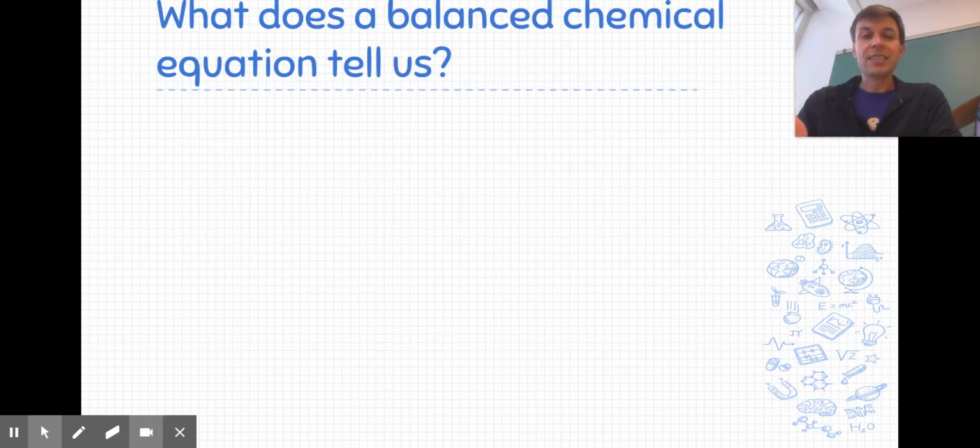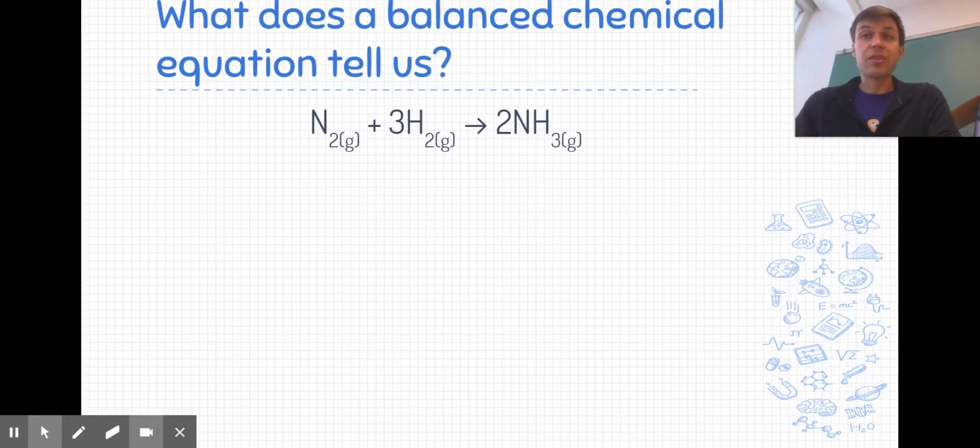Our previous lessons have been looking at relationships between the ratio of elements in a chemical compound, specifically looking at the chemical formula. Now we're going to look at chemical equations and what the ratios in a balanced chemical equation tell us as well.